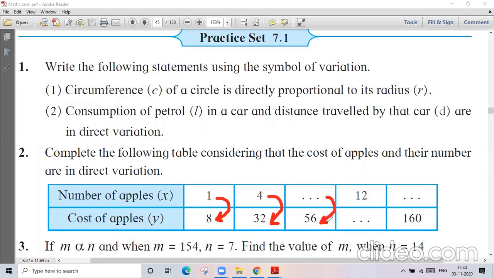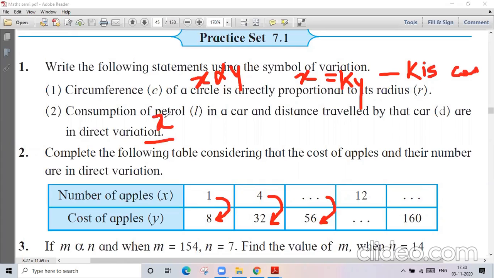So directly तुम्ही सांगितलं, पण जर if you want to solve using the formula, so what will you do? x directly proportional to y. Then x is equal to k into y, where k is your constant of variation. समझा? Then x upon y is equal to k.